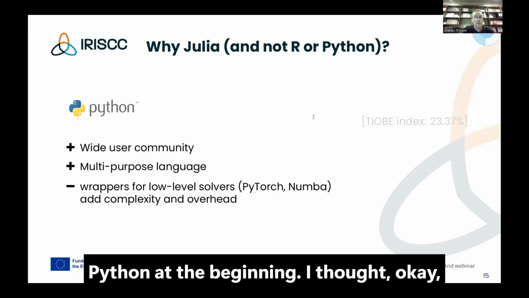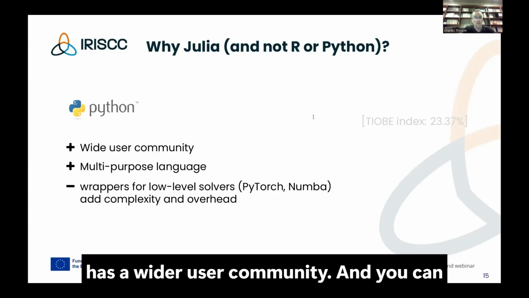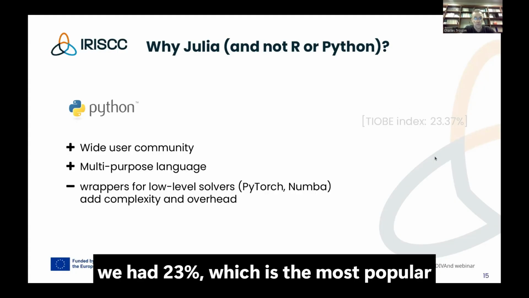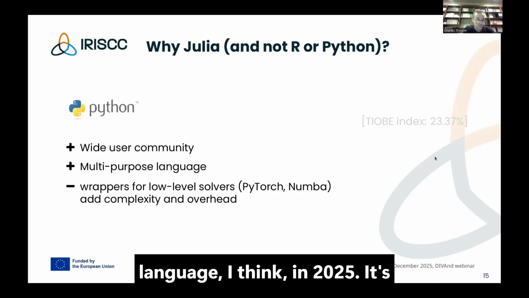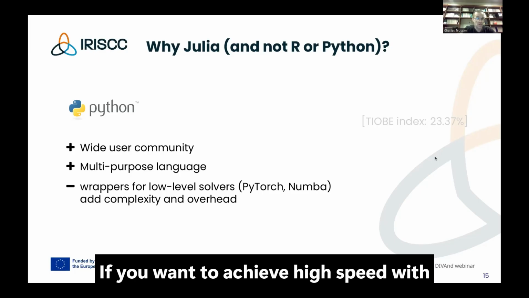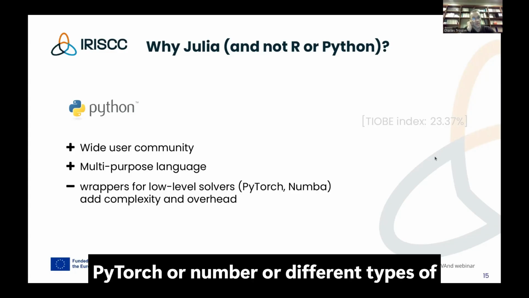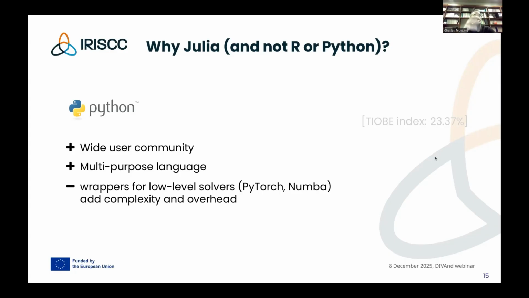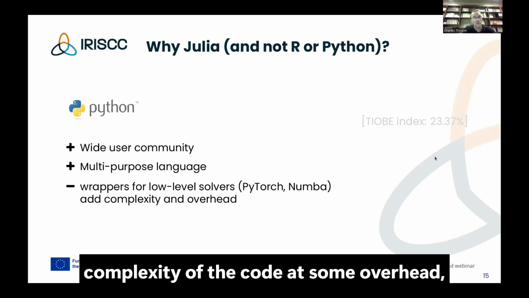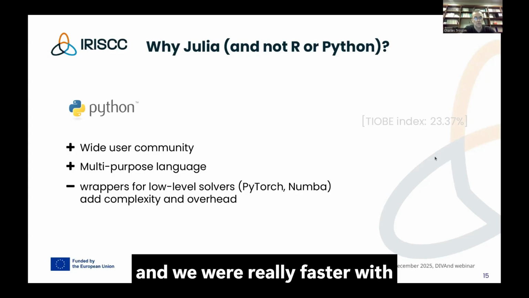Then we have Python. At the beginning, I thought, okay, if we write the code from scratch, we should go to Python because, again, it has a wider user community. And you can see in the index, we're at 23%, which is the most popular language, I think, in 2025. It's a language that is multi-purpose, but again, the problem for us was the speed. If you want to achieve high speed with Python, you need to use PyTorch or Numba or different types of modules that sometimes add complexity to the code and some overhead. So we checked with different tests and we were really faster with Julia.